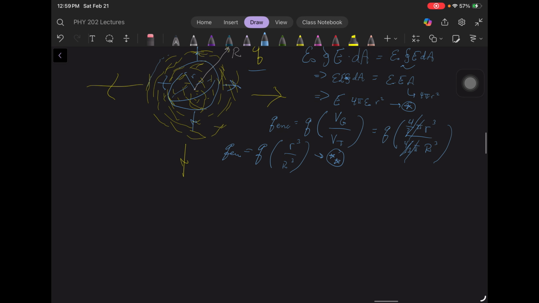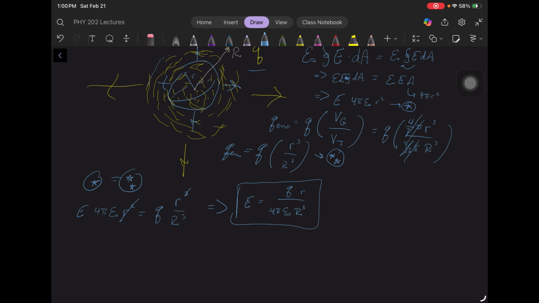And then we're going to set equation star equal to equation double star because they're the two sides of Gauss's law. And so we have E times 4 pi epsilon naught r squared equal to Q times little r cubed over big R cubed. Well, off the bat, I'm going to get rid of that r squared and turn the r cubed into just an r. And then go ahead and solve for E. E is equal to Q over 4 pi epsilon naught big R cubed, and then an r up top.